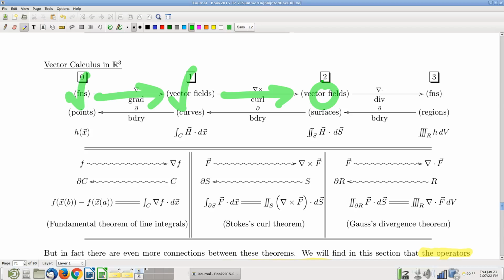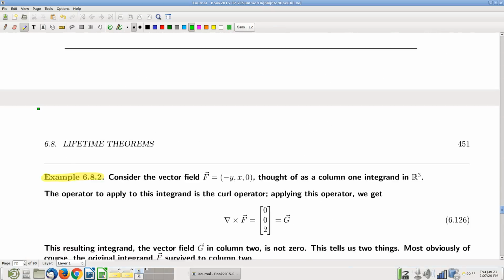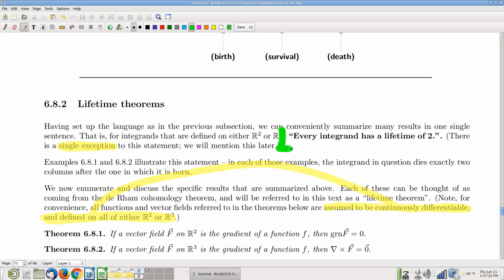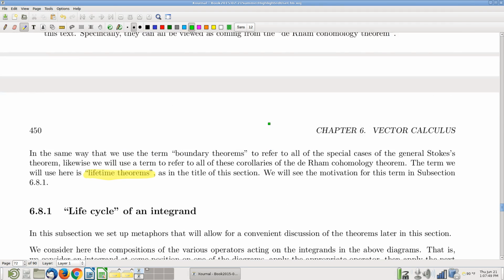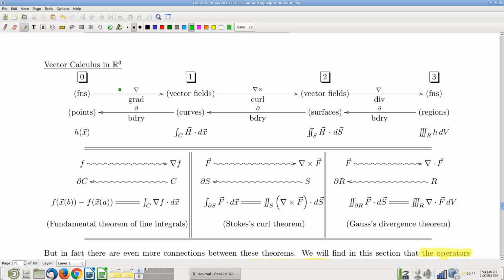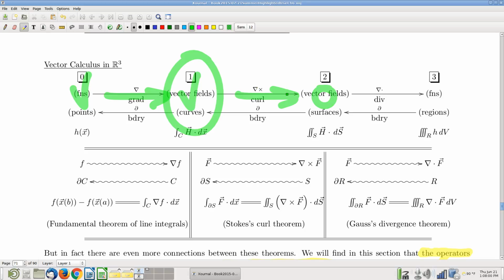Okay, so with this little metaphor in play, here's what you can say. Everything has a lifetime of 2. This one statement tells you there are like 8 different theorems that this all encompasses. So everything has a lifetime of 2. Let me walk through these 8 different theorems here. If you have a vector field that is a gradient, then the curl must be 0. Well, yeah, of course it is, because if the vector field is a gradient, that means it survived. It means it was born previously. Lifetime of 2 means it dies here.